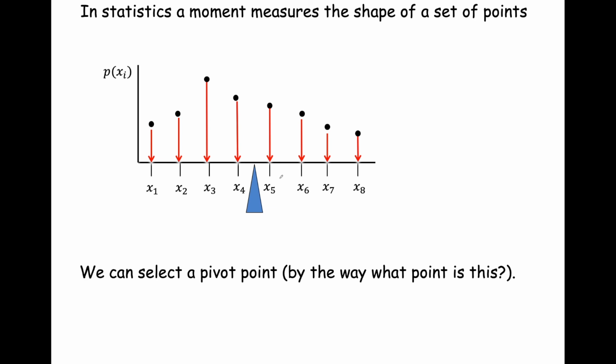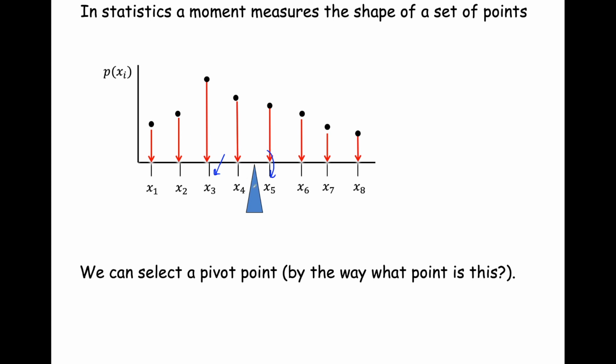Now, you can select a pivot like a seesaw, and if you put this pivot at a point, if there's more mass on one side of the pivot than the other on this seesaw board, it's going to pivot downward in that direction, or it's going to pivot downward in the other direction.